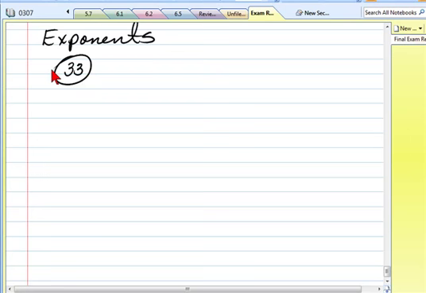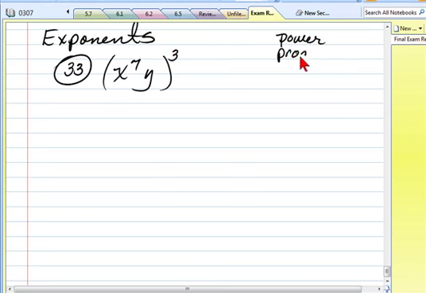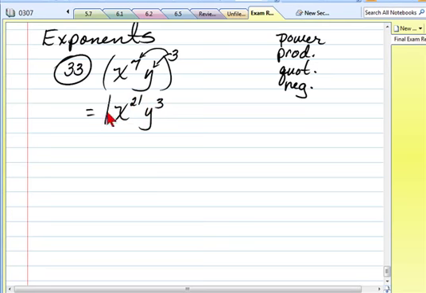Negative exponents, bad form. I have x to the 7th y in parentheses to the 3rd power. My properties are power rule, product rule, quotient rule, and negative exponent rule. And that's the order I like to use them. So, do you need to use the power rule? Yes. So I'm going to let this power affect both of these bases. And what do I do? Multiply them. So I'm going to get x to the 21st power, y to the 3rd power. Done.